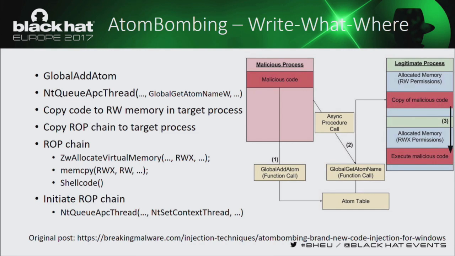Now, this is done by using the global add atom API. And then what we do here is we have a legitimate process. We issue an APC call, or an asynchronous procedure call, to the legitimate process and thereby force it to retrieve the code from the atom table and store it in its own memory in a read-write location, at which point we go on to do some return-oriented programming to allocate virtual memory that is executable, copy the memory from the read-write section to the executable memory, and then finally execute the shellcode.